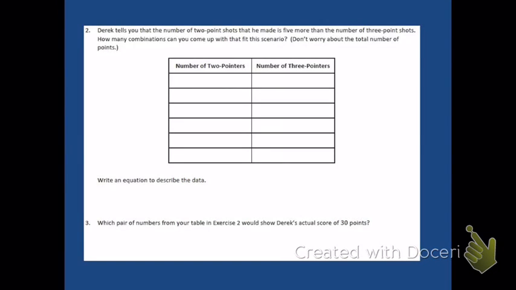Okay, but we have more information now. Derek tells you that the number of 2-point shots he made is 5 more than the number of 3-point shots. How many combinations can you come up with that fit this scenario? Right now we're not worrying about the total number of points, just what are some combinations that could work for the number of 2-point shots being 5 more than the number of 3-point shots. So go ahead and pause the video and come up with some possibilities that would work.